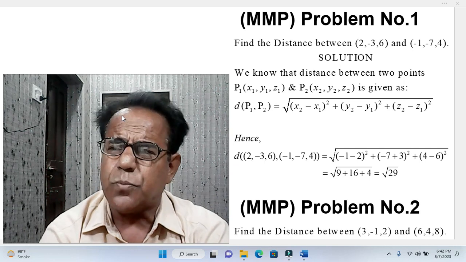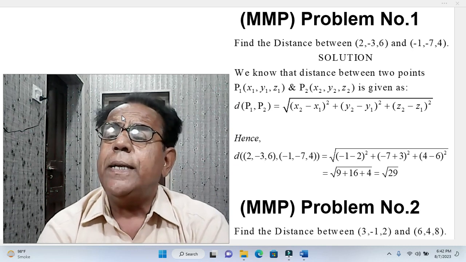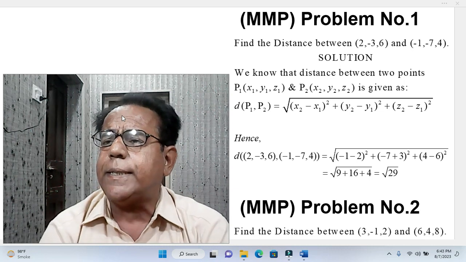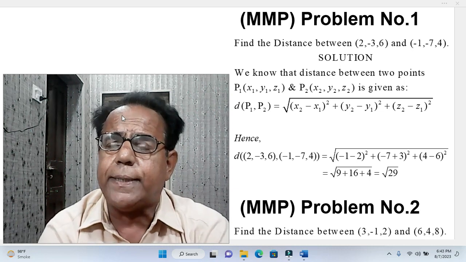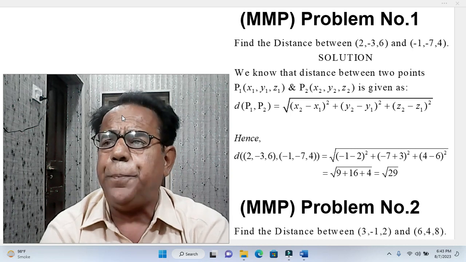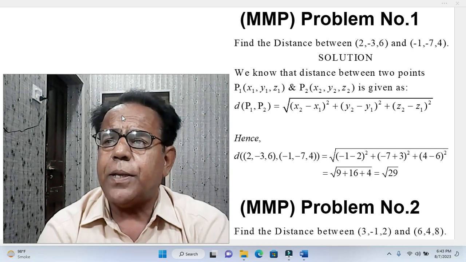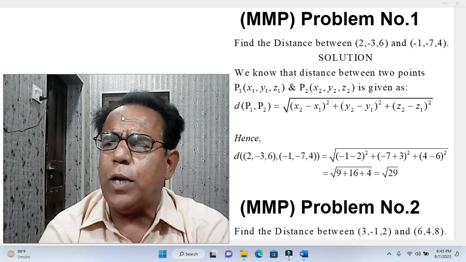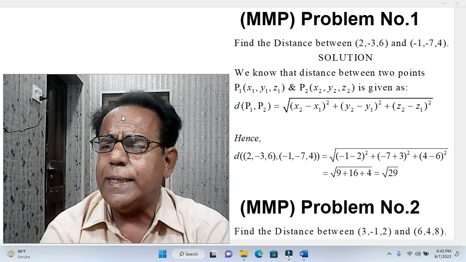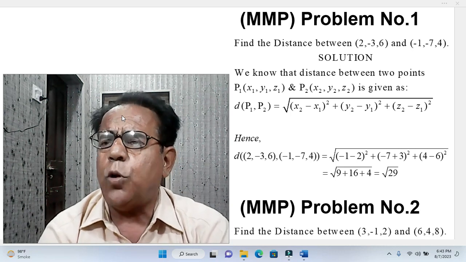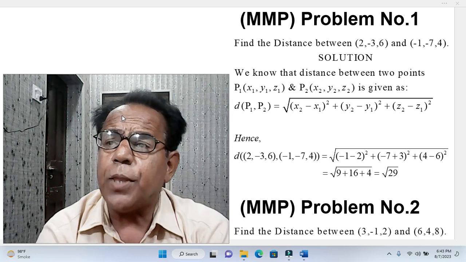Quite simple. We have to use the formula for calculating distance between 2 points in 3-dimensional space. As we put these values in that formula, we will get the desired value of distance. Solution.